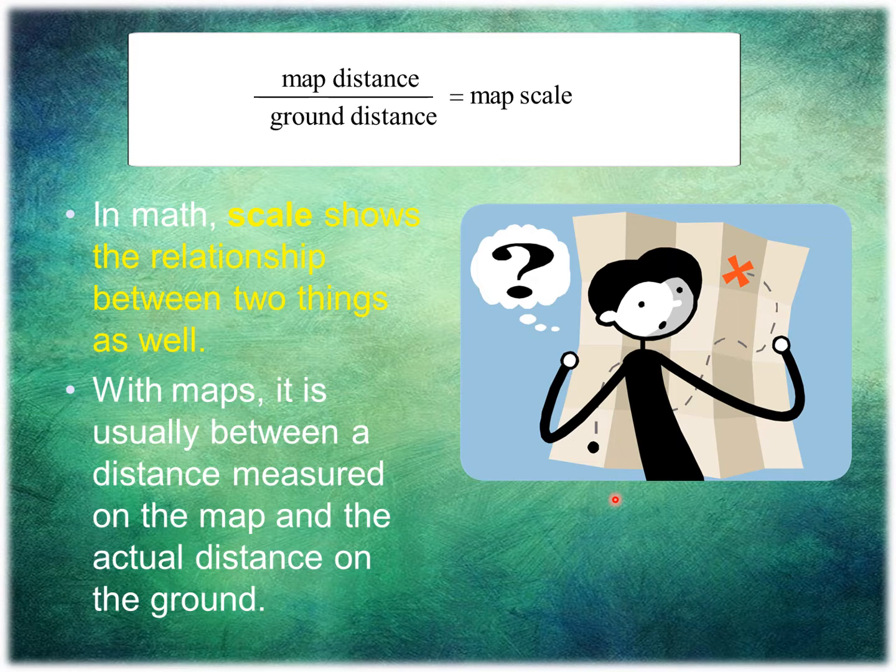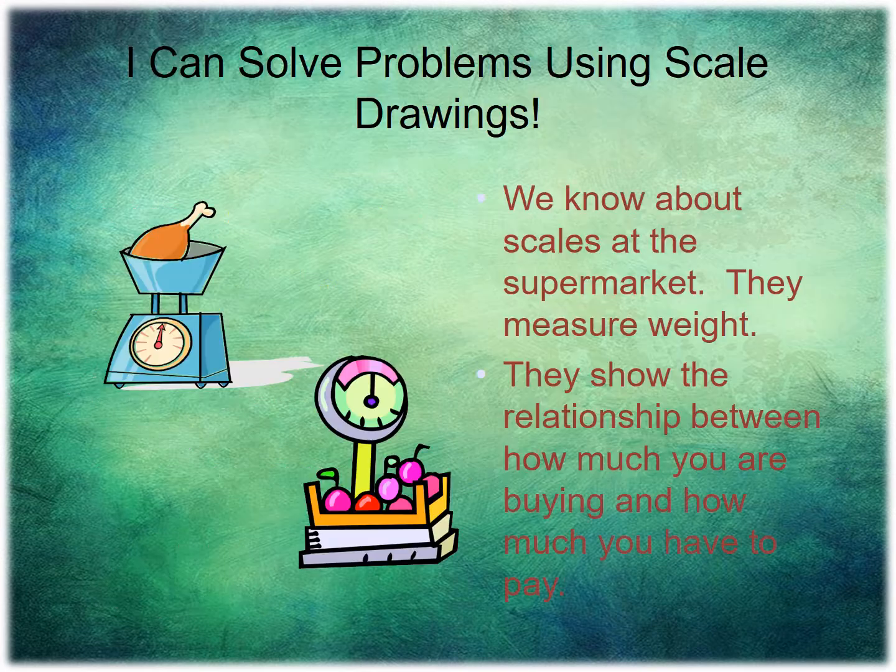See, in mathematics, scale shows the relationship between two things as well. With maps, it is usually between a distance measured on the map and the actual distance on the ground. We can use this formula: map scale equal map distance over ground distance.